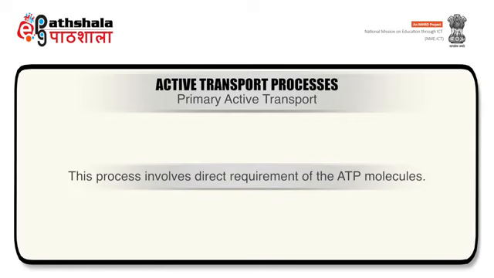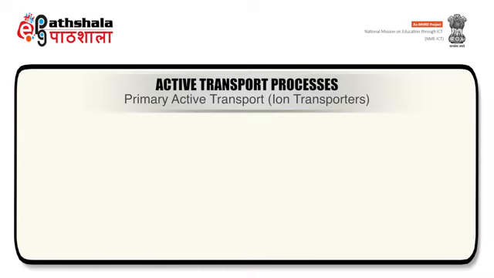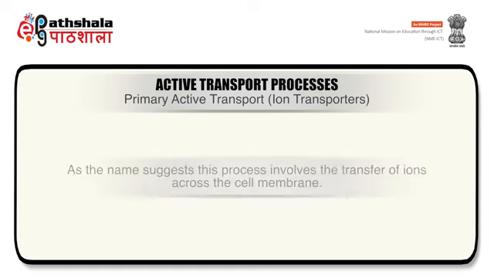This process involves the direct requirement of ATP molecules. The process is unipolar, that is, it involves transfer of only one ion or molecule, and is unidirectional. Carrier proteins involved in primary transport are further classified into different categories, such as ion transporters. Students, now we first discuss the ion transporters. As the name suggests, this process involves the transfer of ions across the cell membrane.